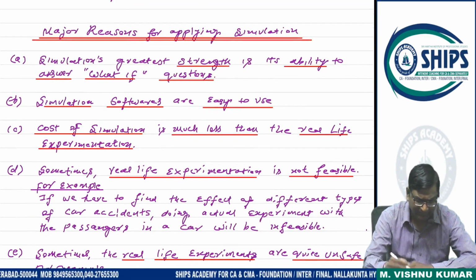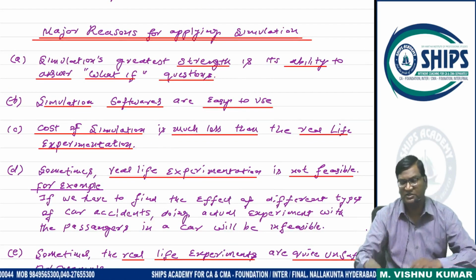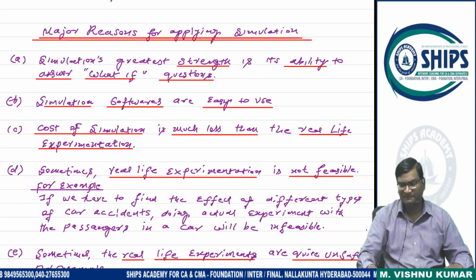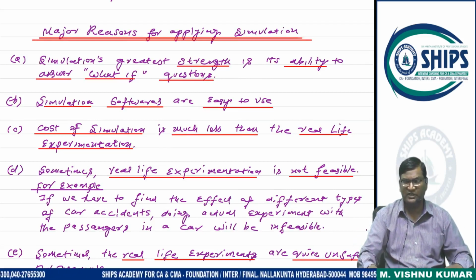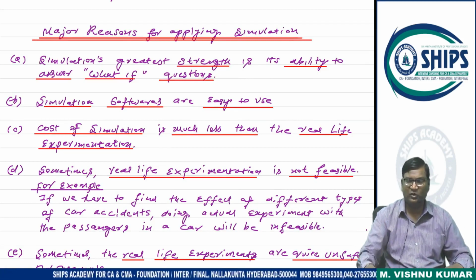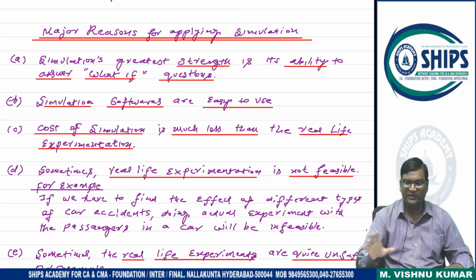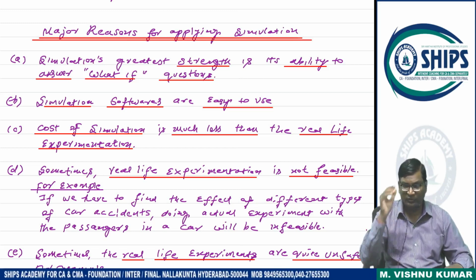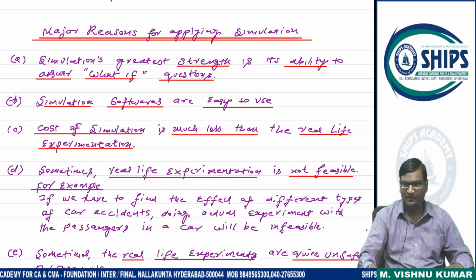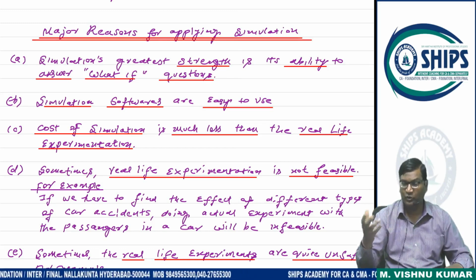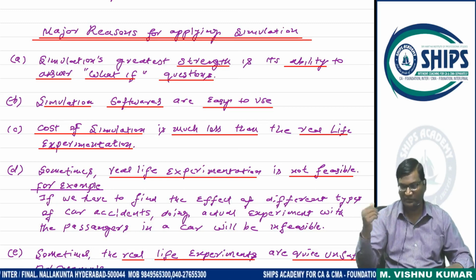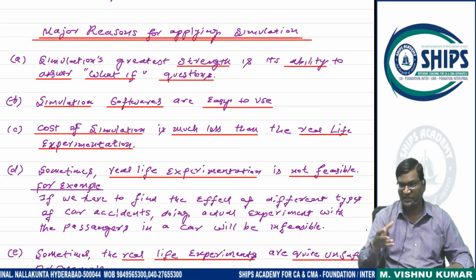Now, major reasons for applying simulation. In simulation there are actually two types of models. One is the deterministic model, the other is the probabilistic model. In a probabilistic model, probabilities will be used, because the simulation technique is used when there is uncertainty. Means we cannot know exactly about the future. Simulation technique is a prediction.